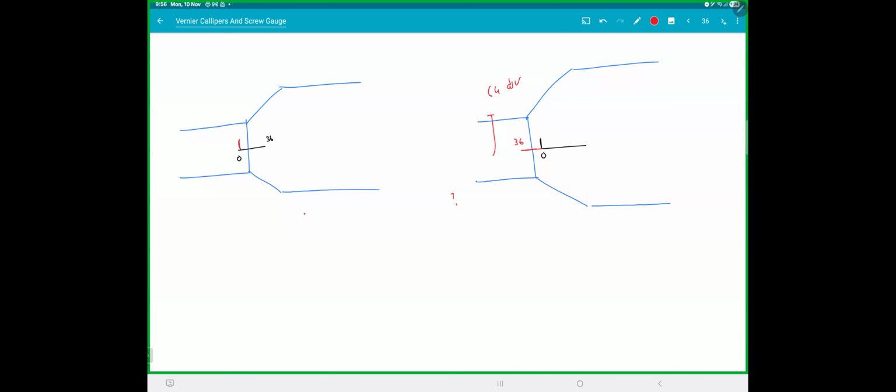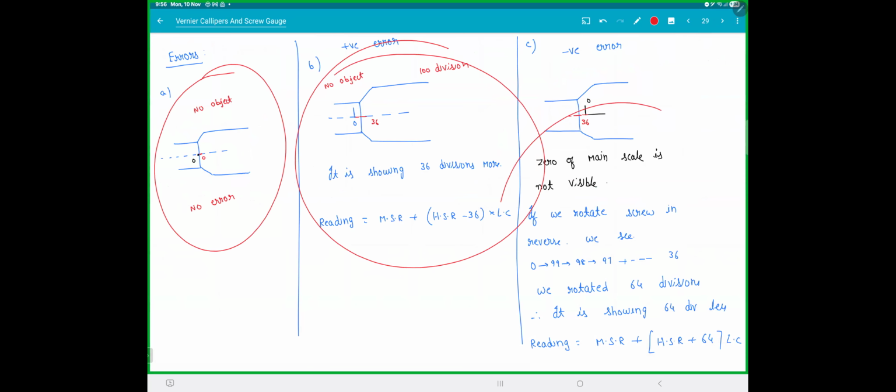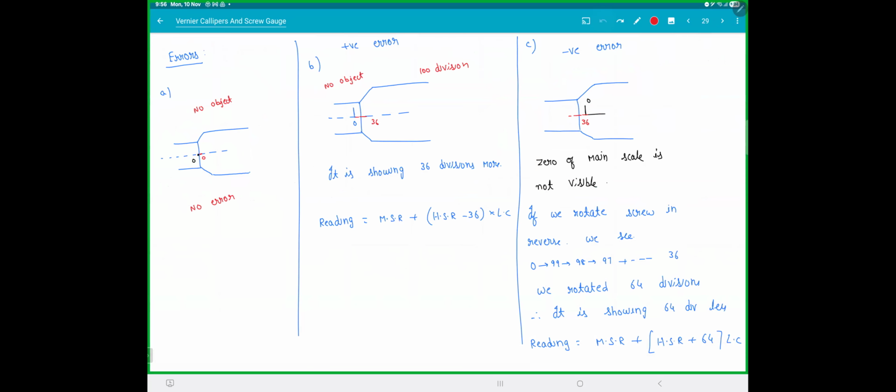Pratik? All clear? So then I wrote it down clearly here. So if you have no object, this is a 0 error, this is a positive error, this is a negative error. So in case of a negative error, when you rotate backward, you get 0, 99, 98, 36. So we rotated 64 divisions. So the final answer is 64 divisions less. You have to add 64 to it. Clear with this?